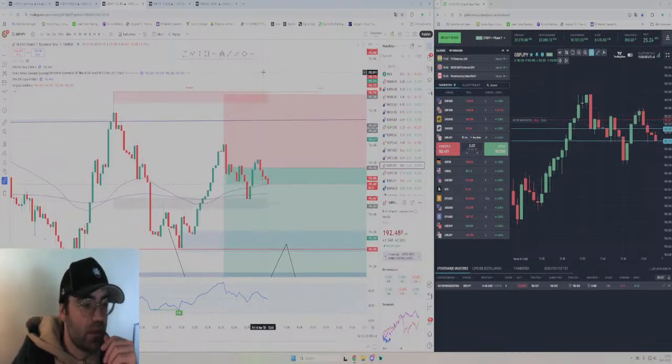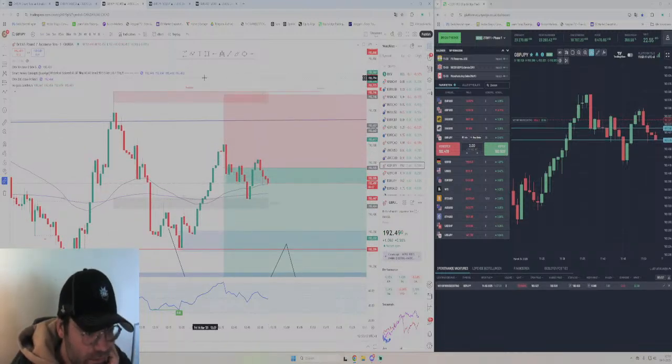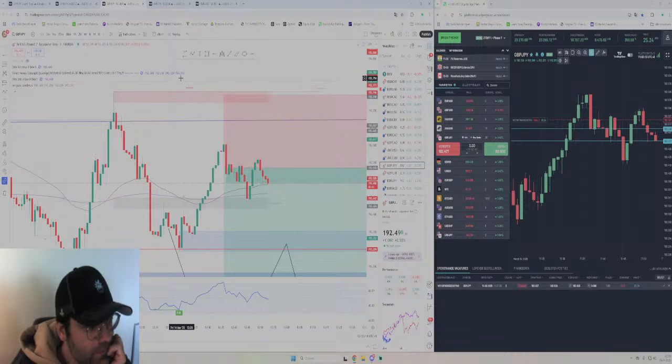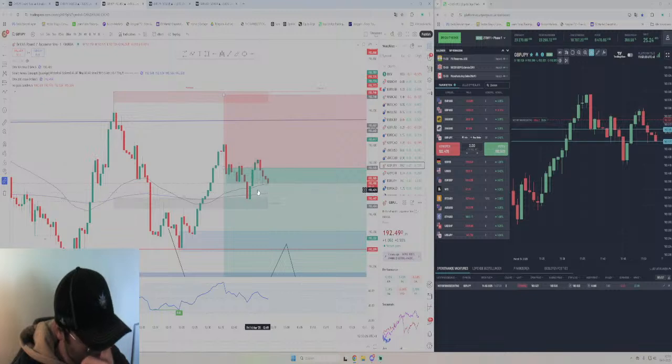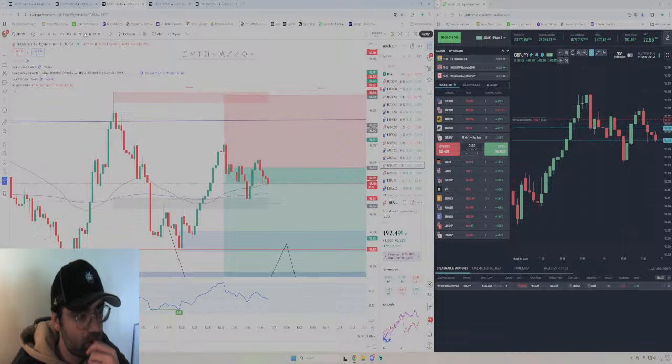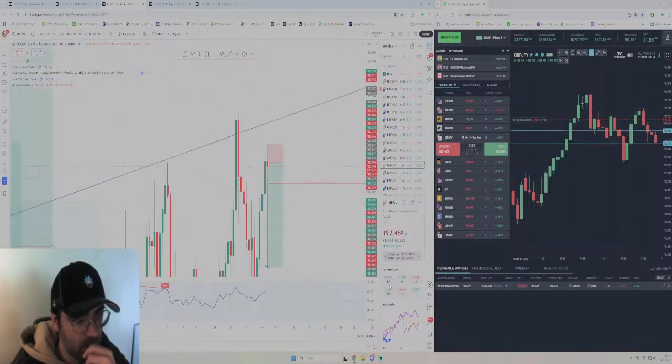Slowing down, which isn't good. Respecting the EMA so far. Go under, come on. Should just probably trade the higher time frames again.